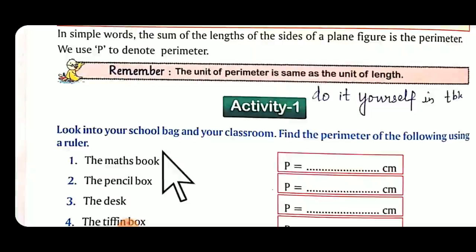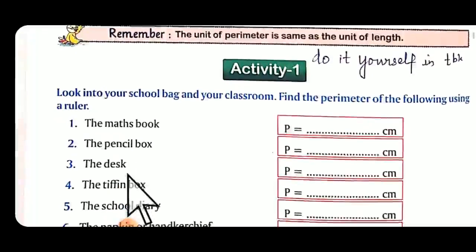Next, that is activity 1. This thing you have to do yourself in the textbook. Look into your school bags and your classroom. Find the perimeter of the following using a ruler. That means you need to take a big scale and measure the maths book. You are going to take the textbook as well as the scale, and measure from the outside. Add all the 4 sides and then you will get the perimeter of the given textbook.